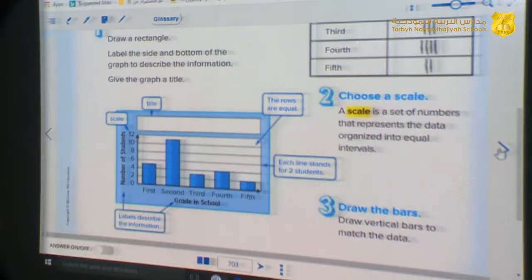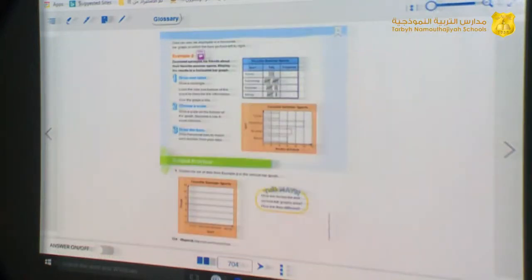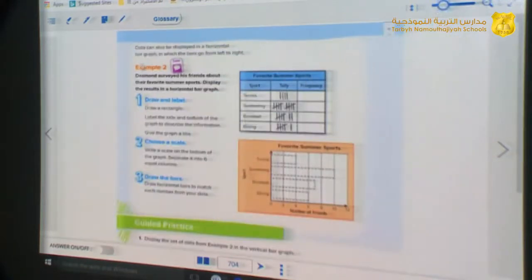Now go to the next page, page 704. Look at this example. Data can also be displayed in a horizontal bar graph, in which the bars go from left to right, not from down to up like the previous one. We will read this example now.